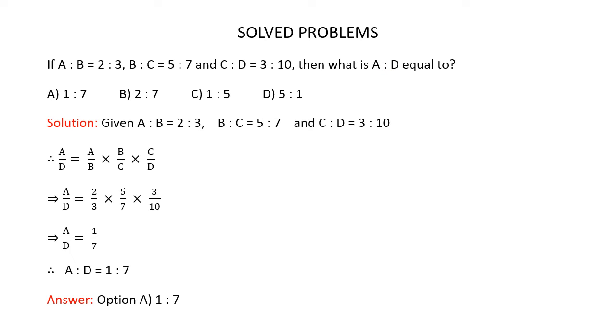Now A by D is equal to A by B multiplied by B by C multiplied by C by D. Here you can see that B and B can cancel out, C and C can cancel out, and you are left with A by D. So now substituting the values of A by B, B by C and C by D, we get A by D is equal to 2 by 3 multiplied by 5 by 7 multiplied by 3 by 10. On solving, we get A by D is equal to 1 by 7. So A is to D is equal to 1 is to 7. So the correct answer is option A, 1 is to 7.